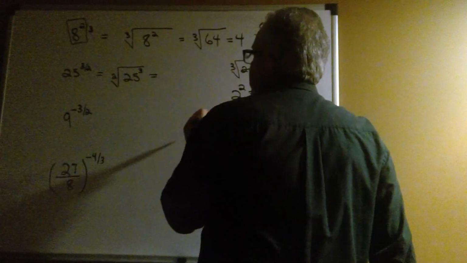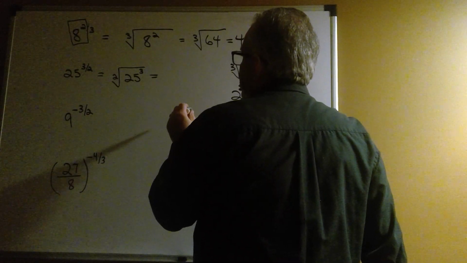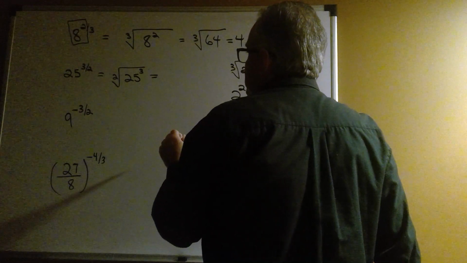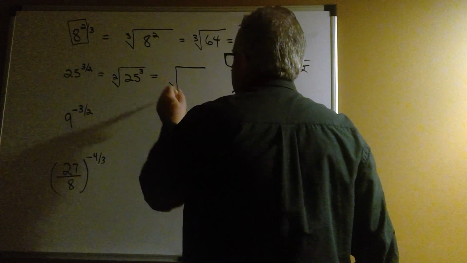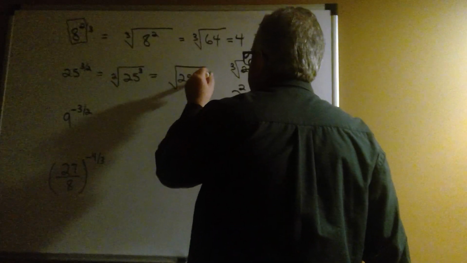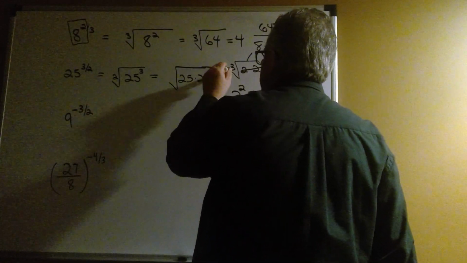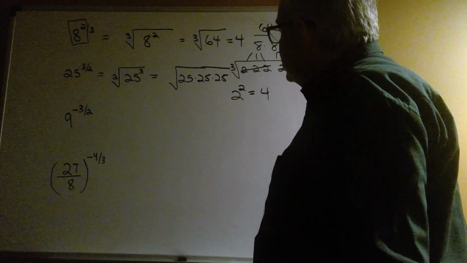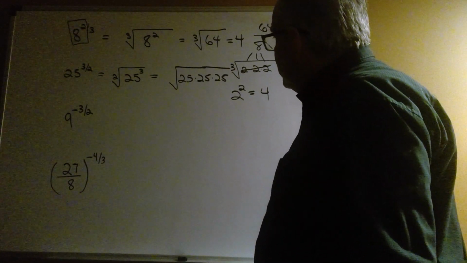I'm going to have what? The square root of 25 to the third power. So that means I'm going to have 25 times 25 times 25. I think I could do it that way. And then what else have we got? Two of the same number, perhaps.